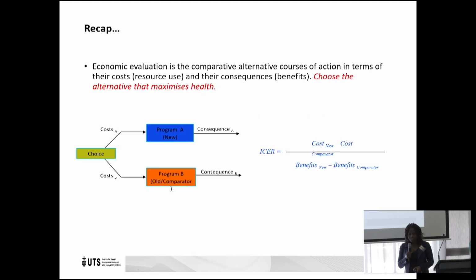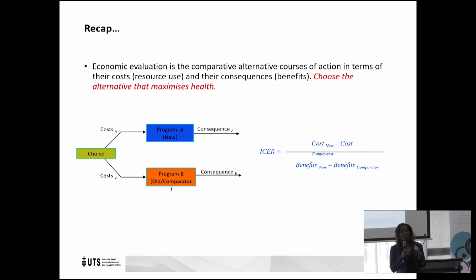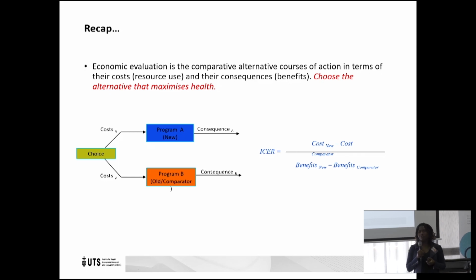All right, so this is just a recap. When we talk about economic evaluation, we are looking at two alternative programs. Most of the time, you may want to compare an existing program to a new one. It can also be that there are two different programs that you want to compare. And in comparing them, you don't just want to look at funding and getting the best out of it. You want to look at both the cost and the benefits, that is, the consequences.